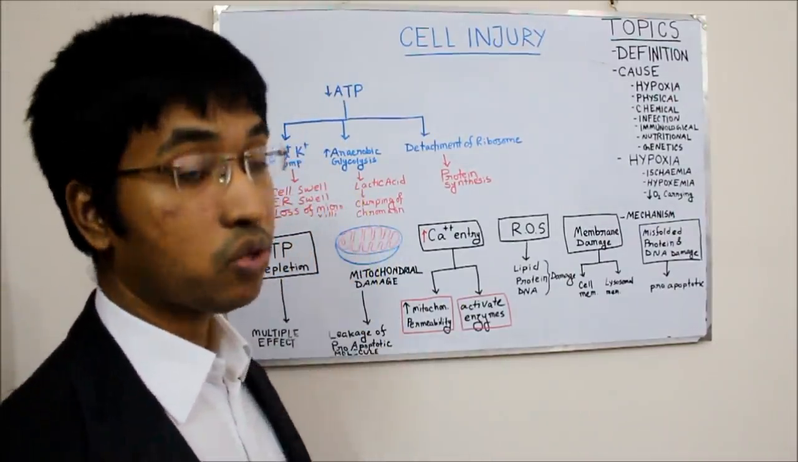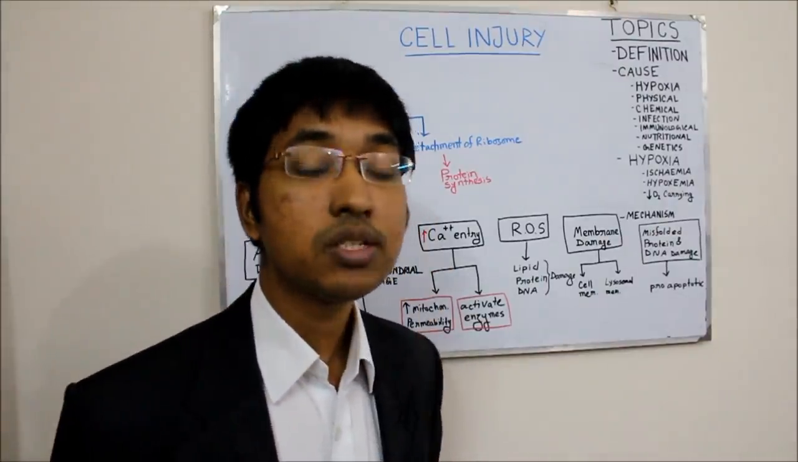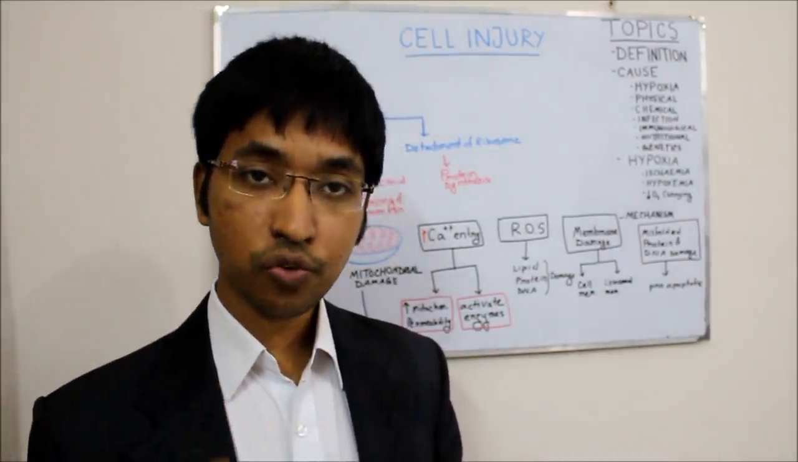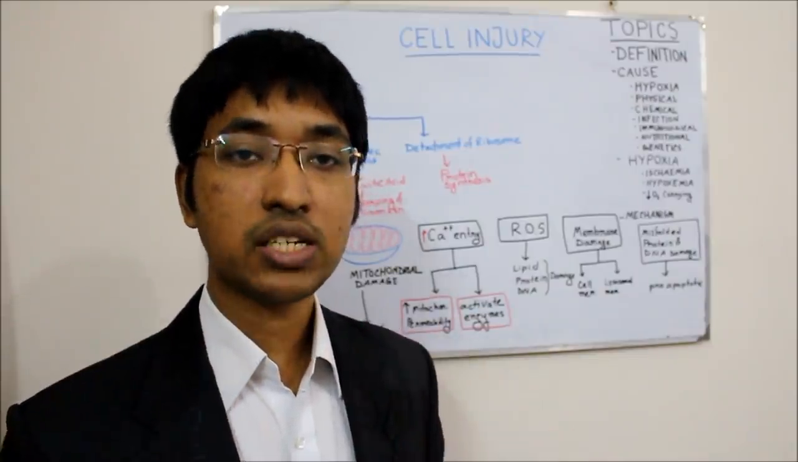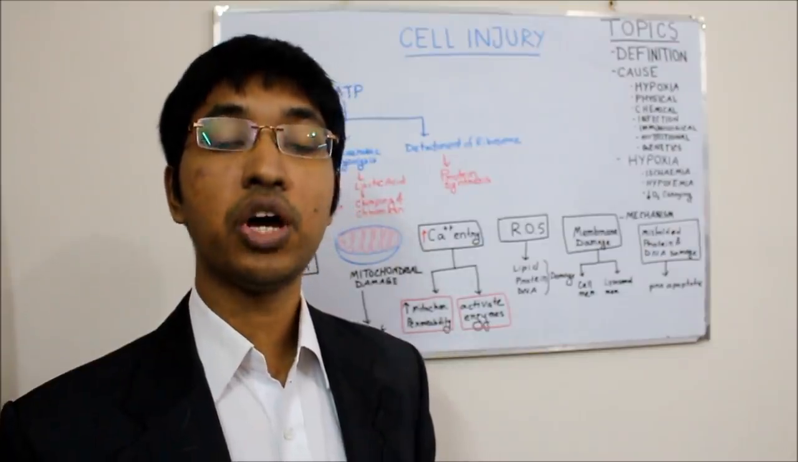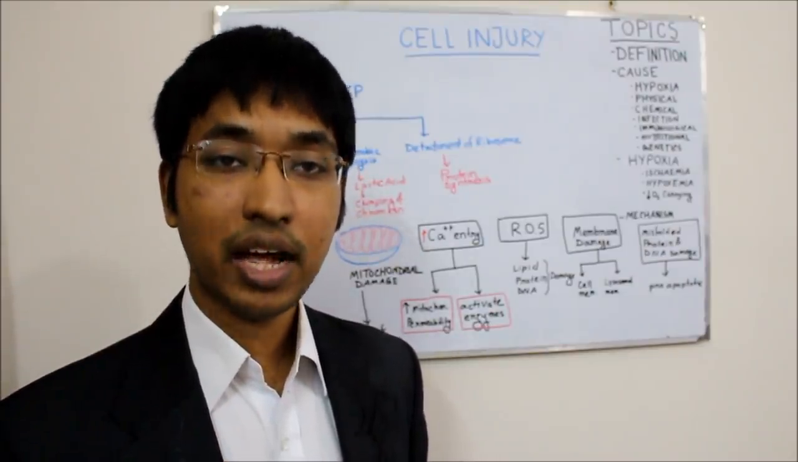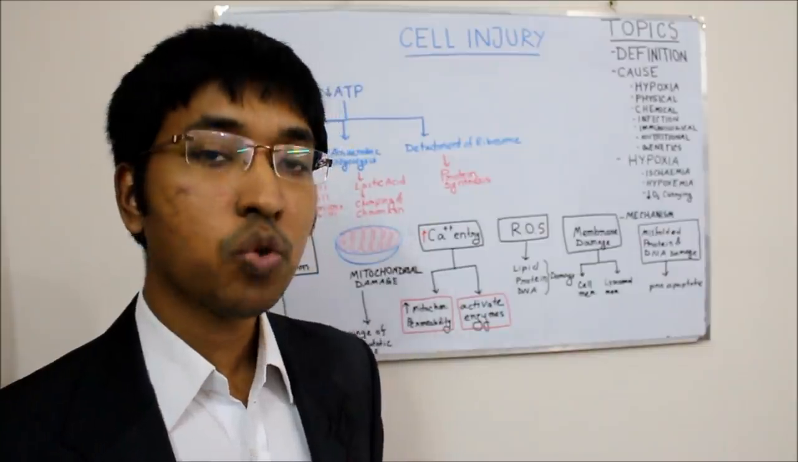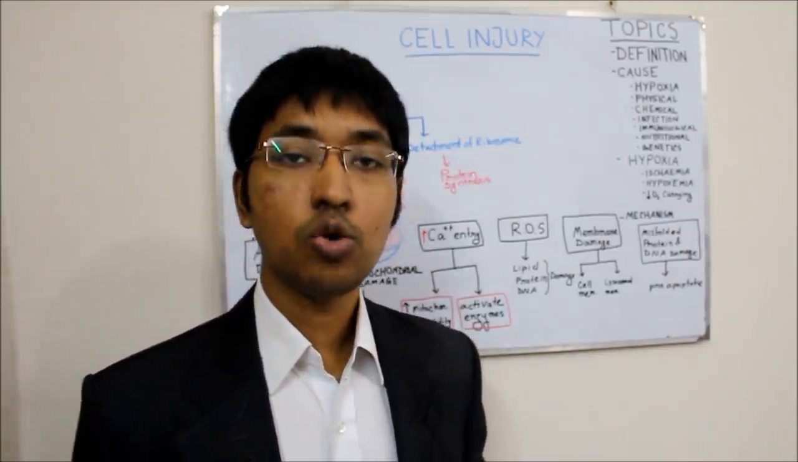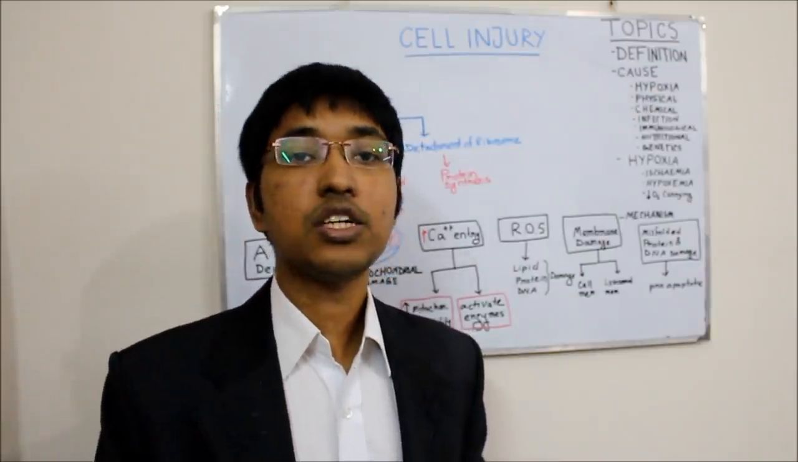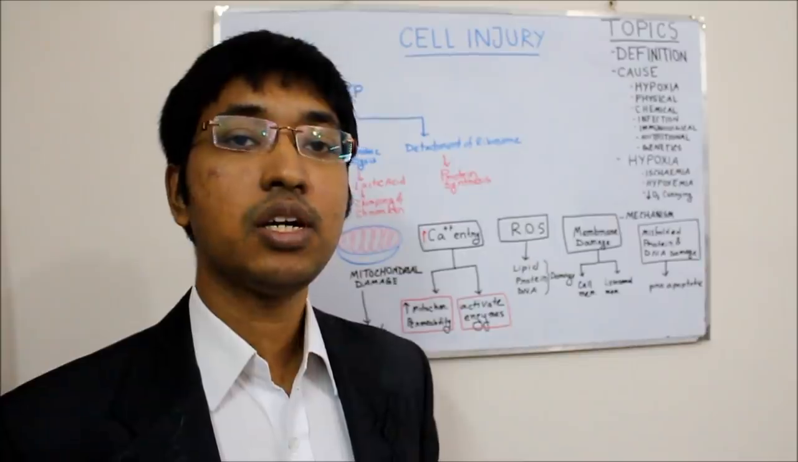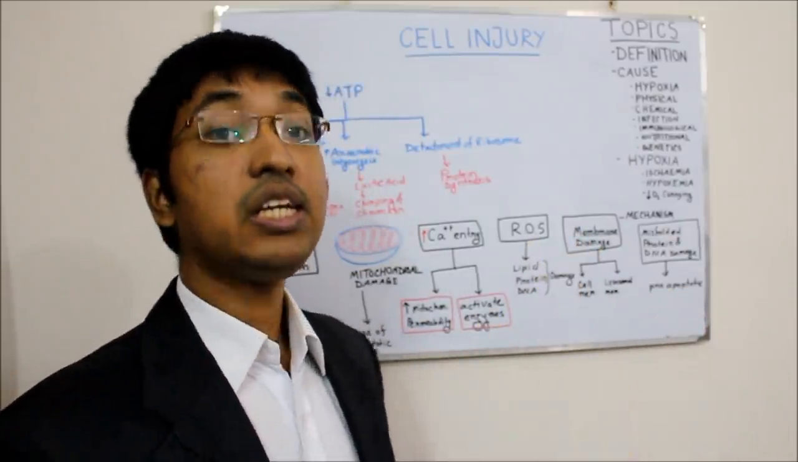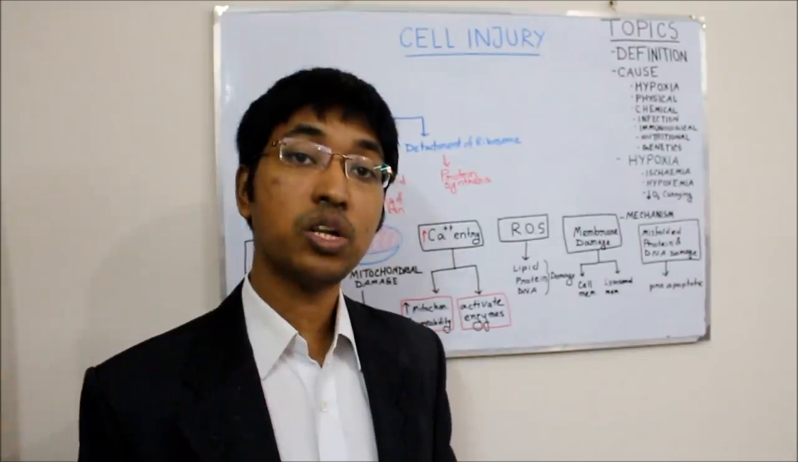The next thing that will happen when we have reduced ATP is there will be some problem in different pumps in our cell. Recall that our cell has a lot of pumps to carry different types of electrolytes in and out of the cell, say for example, the sodium potassium ATPase pump and the calcium pump. All these pumps require energy for active transport. So when we are reducing ATP, those pumps will fail. So what was the function of the sodium potassium ATPase pump? Its function was to carry sodium from inside of the cell to the outside in exchange of potassium. Okay, so that thing will now reverse.